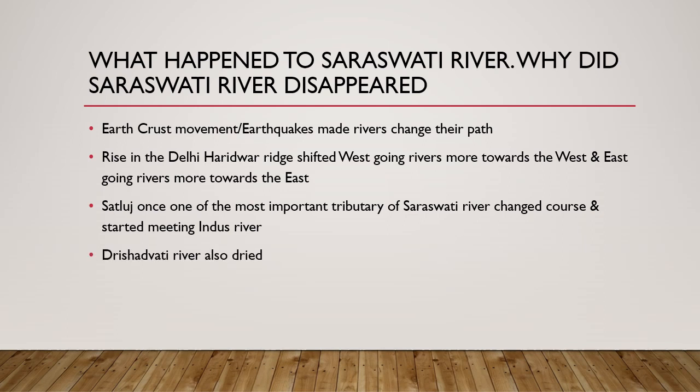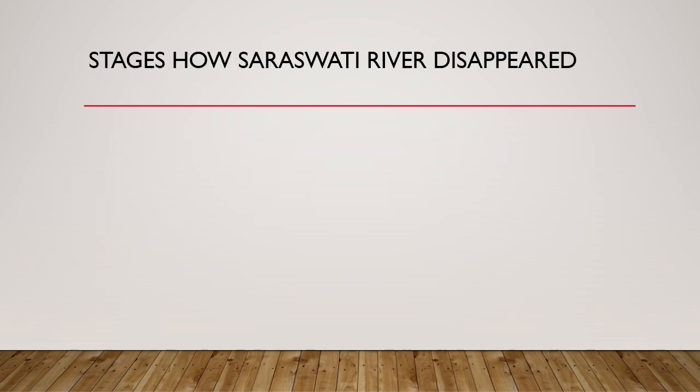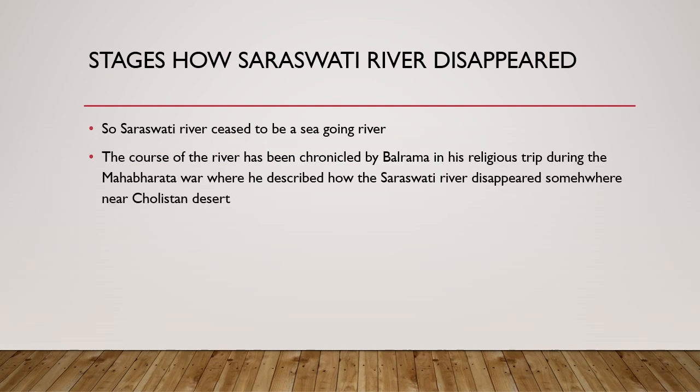Even another important tributary, that is the Drishadvati river, also dried up. So Saraswati river actually started drying up around 3000 BC, or maybe a little before that. Then that meant Saraswati river, after being deserted by Satluj and Drishadvati river, ceased to be a sea-going river.